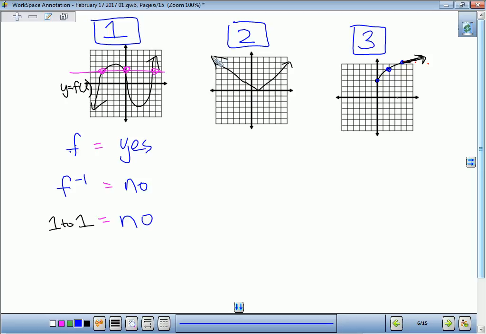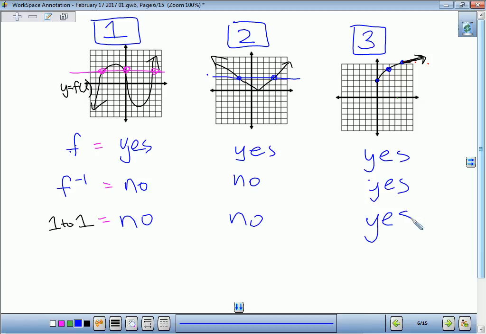Is this a function? Yes. Is its inverse a function? That wasn't really horizontal. Let me try again. But anyway, no. So is it one-to-one? Yes, that is. It's yes, yes, and yes, all three yeses. We are going to have to do a little bit of restricting on the domain to keep that inverse a function, and we'll see that in just a second.